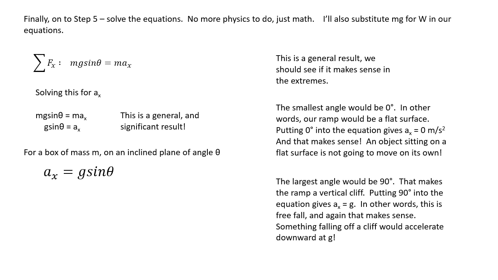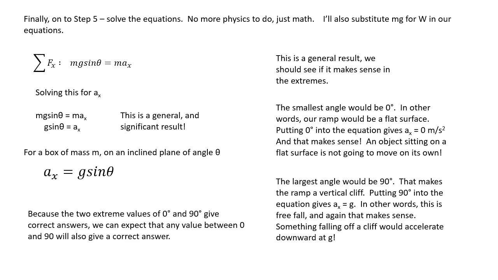The largest angle wouldn't be 180 degrees. It would be upside down at that point, but 90 degrees. That makes my ramp into a vertical cliff. If I put 90 degrees into the equation, that gives a sub x is equal to g. In other words, it's in free fall. My object would be like falling off a cliff. Something falling off a cliff would accelerate downward. In this case, my x direction would be downward at g.